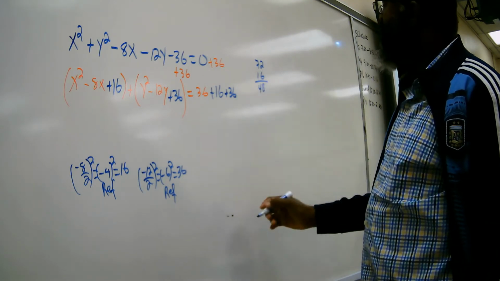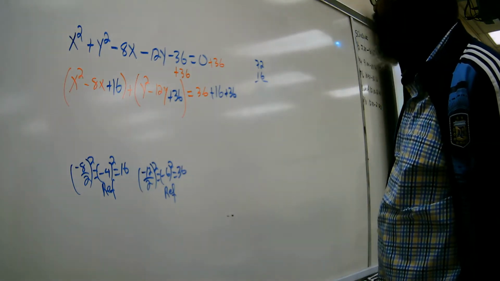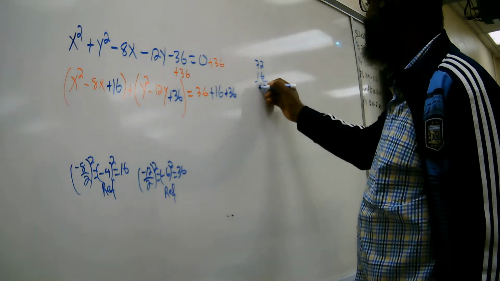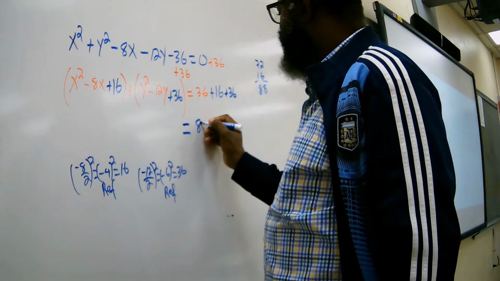Alright, that will be 88. 88, not 84. Adding 8 and 8. That becomes this. You will have 88.